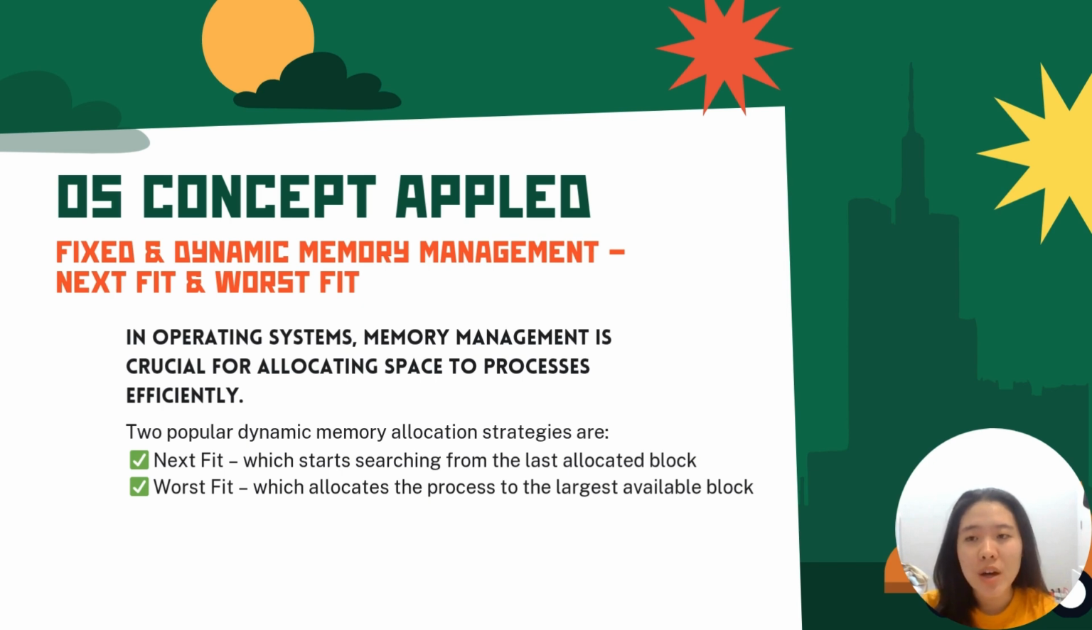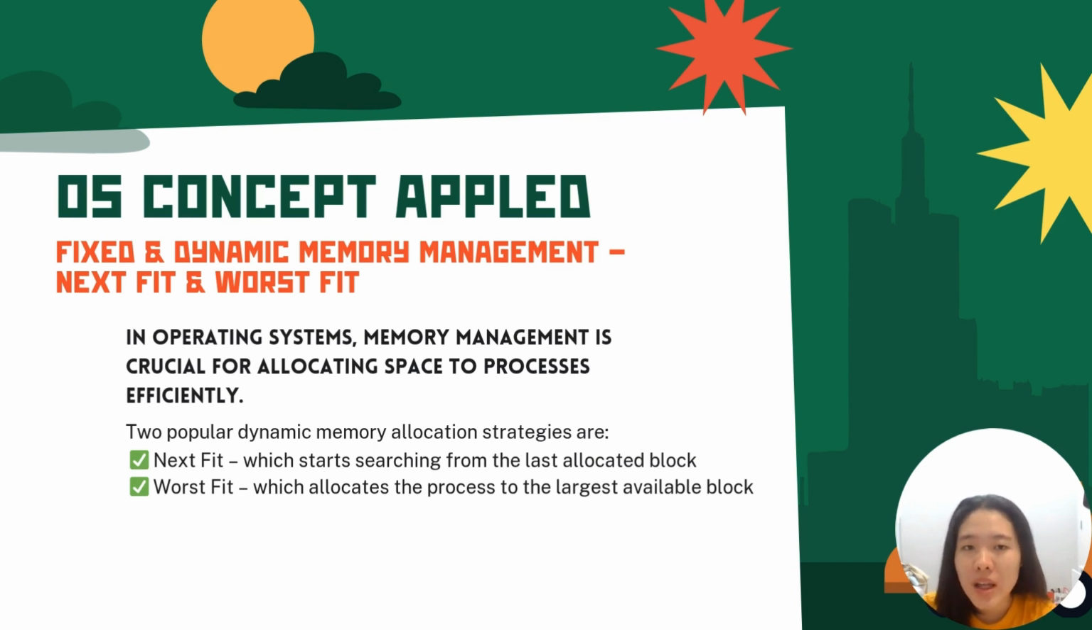Now, I would like to talk about the operating system concept applied in our parking lot allocation. First, in an operating system, memory management plays a crucial role in ensuring that space is allocated to processes efficiently and effectively. There are several strategies used to manage this. In our project, we focus on two popular dynamic memory allocation methods, which are next fit and worst fit. For next fit, this strategy starts searching for a suitable space from the last allocated block, rather than starting from the beginning each time.